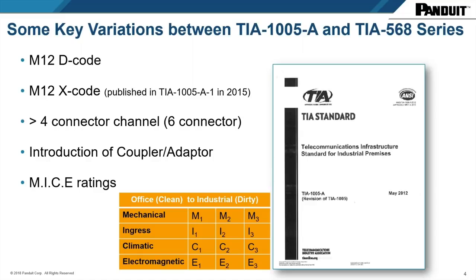Additionally, in the 1005A spec, you will see an increased number of connections per channel, extending the 568 from 4 connectors per channel to 6 connectors per channel. And that's a differentiator also that you need to be made aware of. There is a major change also we will address today, and it has to do with something we call MICE. The MICE rating stands for mechanical, ingress, climatic, and electromagnetic, and is our focus today. So we will talk about 1005A MICE specifications and how they apply to some of what we do.